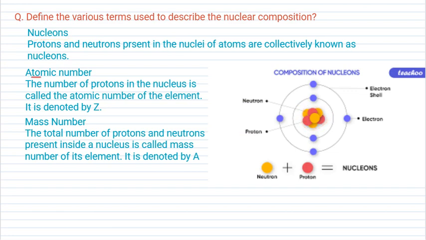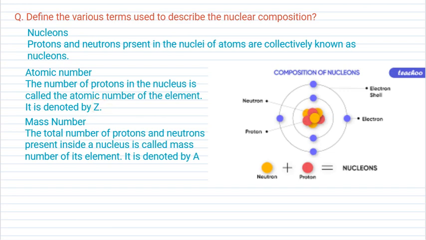Next is your atomic number. The number of the protons in the nucleus is called the atomic number of the element. It is denoted by capital Z. So now let's look inside the nucleus. Inside the nucleus you have protons. Now how many protons are there inside the nucleus of an atom? The number of the protons is known as your atomic number. So it is denoted by capital letter Z.